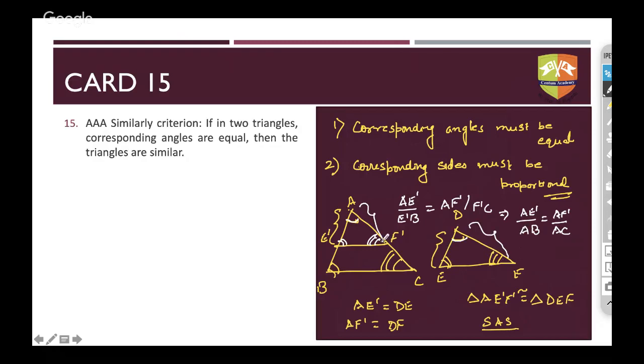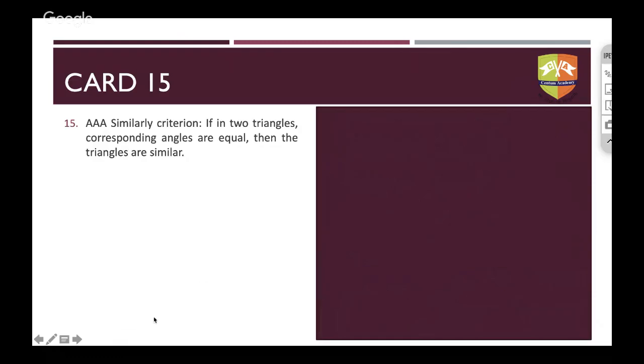Two sides are proportional. Now you can repeat the same process for angle B and then angle C, and you will see that all the corresponding sides are also proportional. This is just one case. There will be three such cases. In all the three cases, you can prove that the corresponding sides are proportional. So this is the proof for, let's say, the AAA similarity criterion. That means if in two triangles, corresponding angles are equal, then the triangles are similar. Fair enough. So let's move on to our next slide.